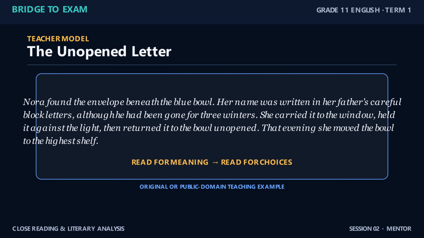Nora found the envelope beneath the blue bowl. Her name was written in her father's careful block letters, although he had been gone for 3 winters. She carried it to the window, held it against the light, then returned it to the bowl, unopened. That evening, she moved the bowl to the highest shelf. Read the example once for its literal situation, then read it again for the choices that make the task possible.